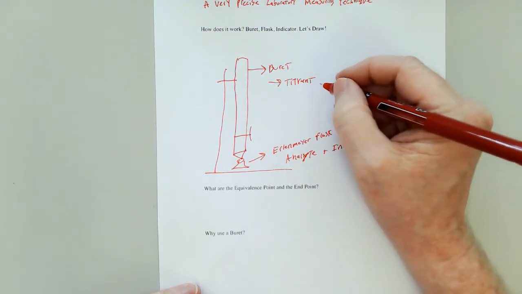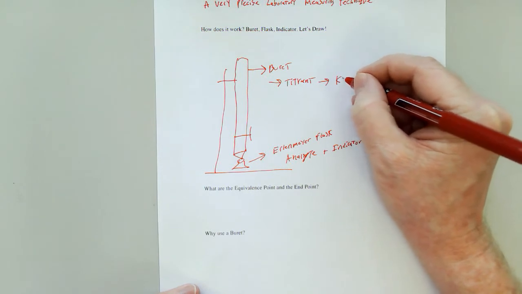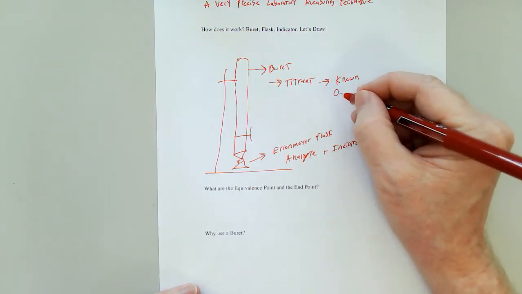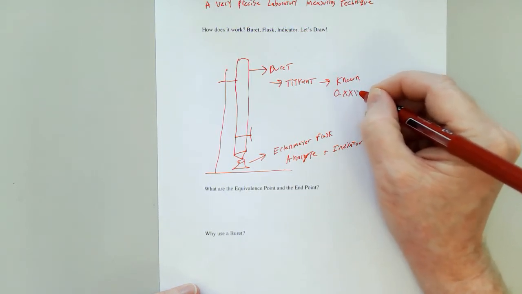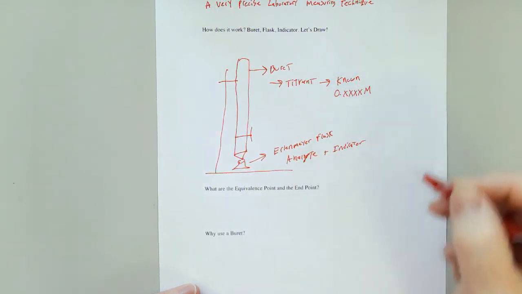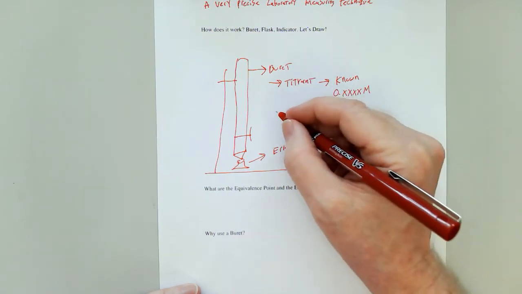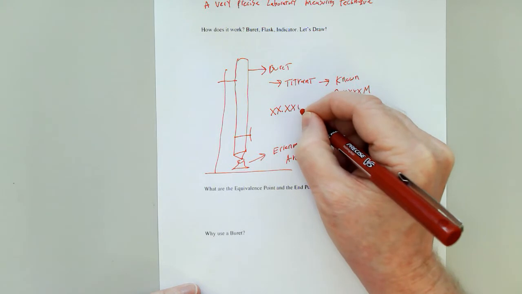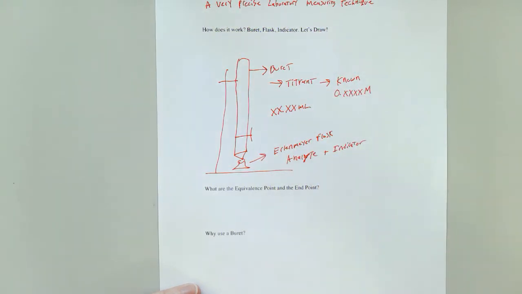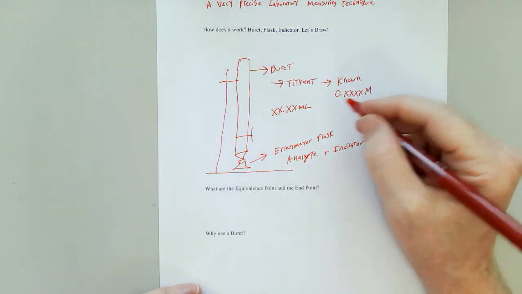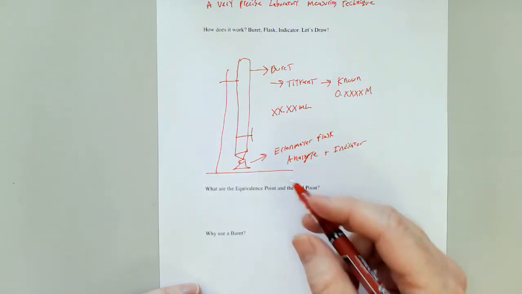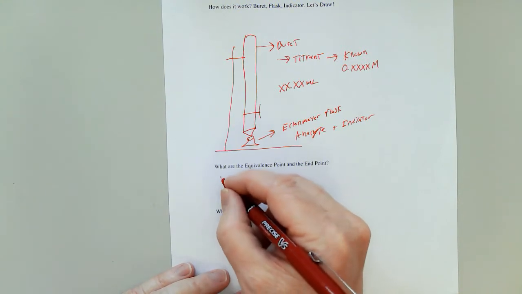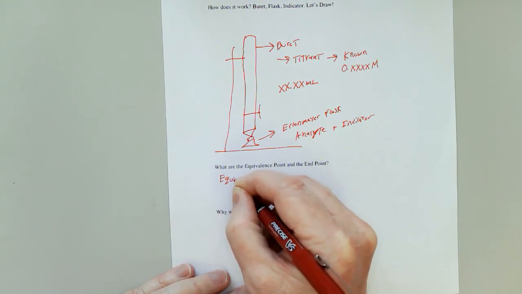And the titrant is a known solution. Typically we know it to point XXXX molar. We can measure volume in milliliters to XX.XX milliliters. We always take it to two places after the decimal. And if we know those two things, we're going to know moles, and we'll know a lot about what's going on down here.